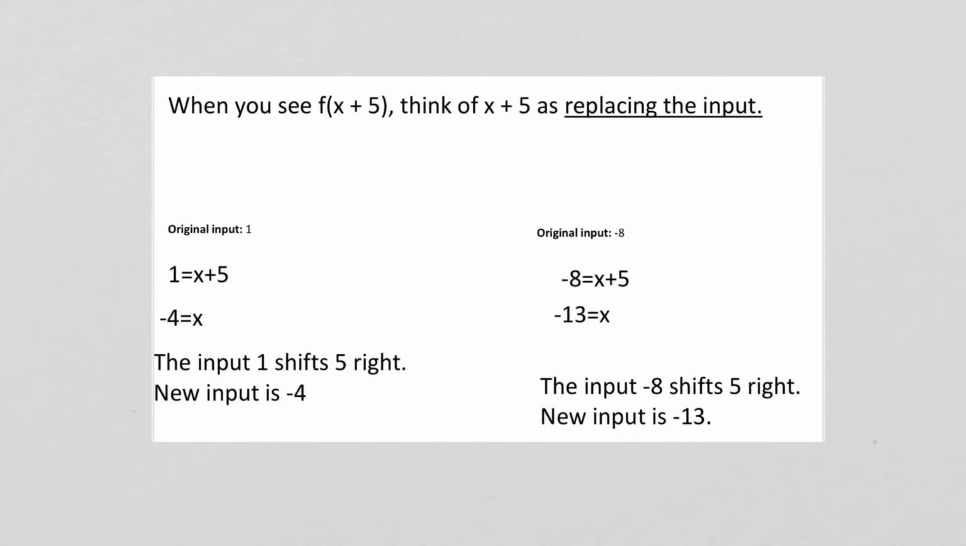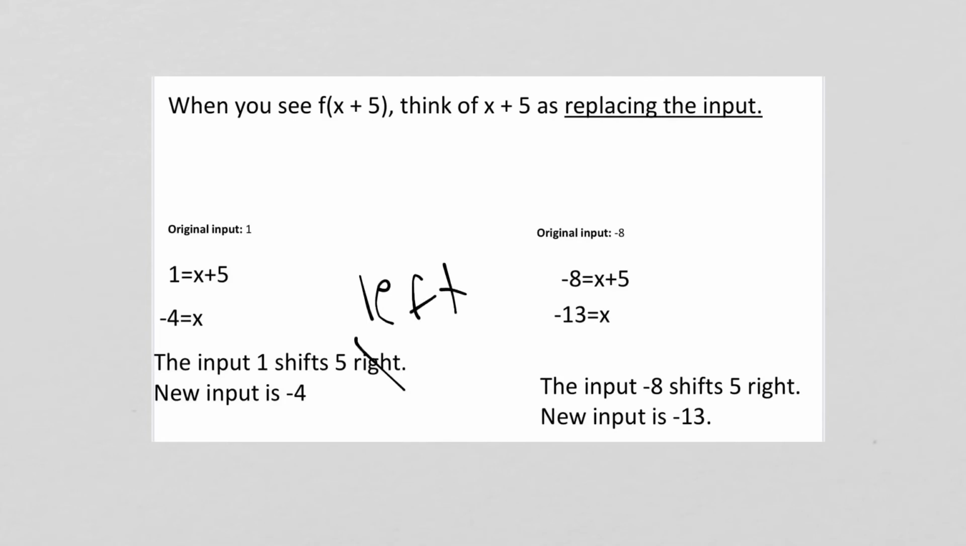Now, why do I subtract 5 when it says plus 5 here? So I'm actually subtracting 5 from the inputs. This is a common question. So when you see f of x plus 5, you should think that x plus 5 is replacing the original input. So if my original input is 1, I'm going to equate that with x plus 5, because x plus 5 is going to replace 1. So then if I solve for x here, I get x equals -4, right? So the input 1 has shifted 5 to the left. The input 1 has become -4.